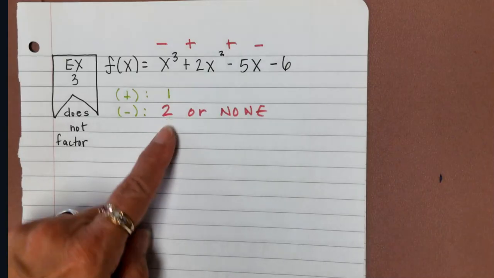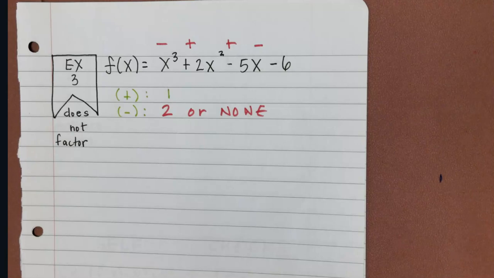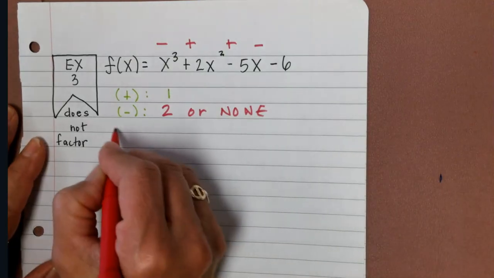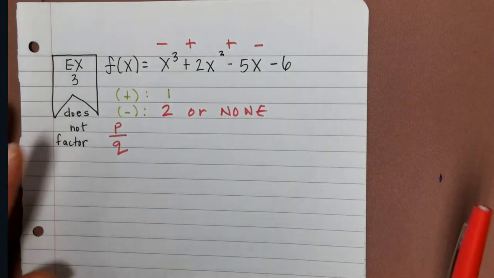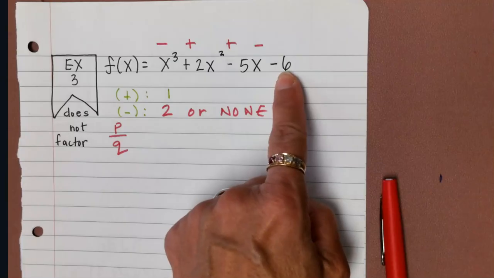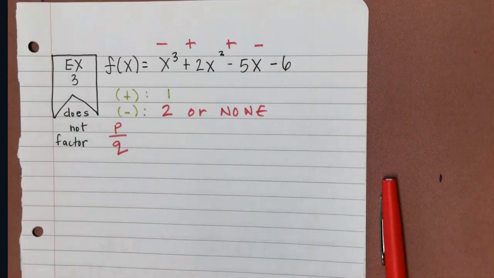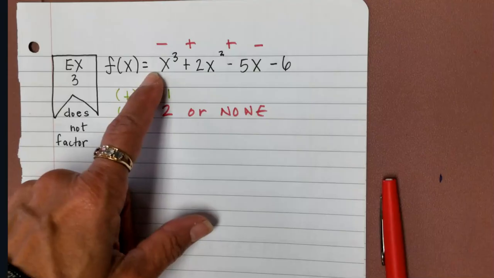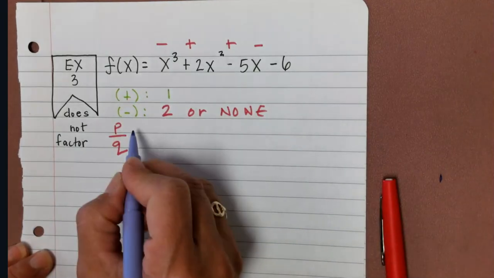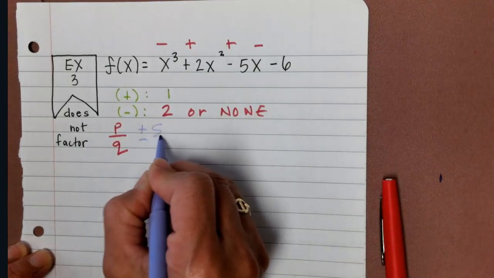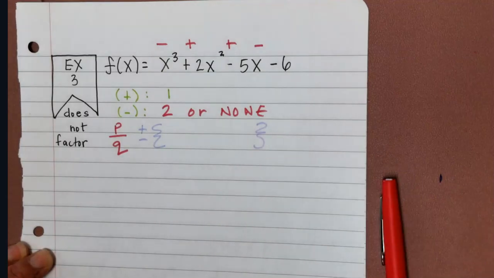A negative. So I'm going to have a higher chance of finding a negative number. In order to find a negative number, I'm not pulling out of thin air, I am pulling out of the answer bank, P over Q. So P over Q is going to be all factors of 6 divided by all factors of 1. So we want positive and negative.